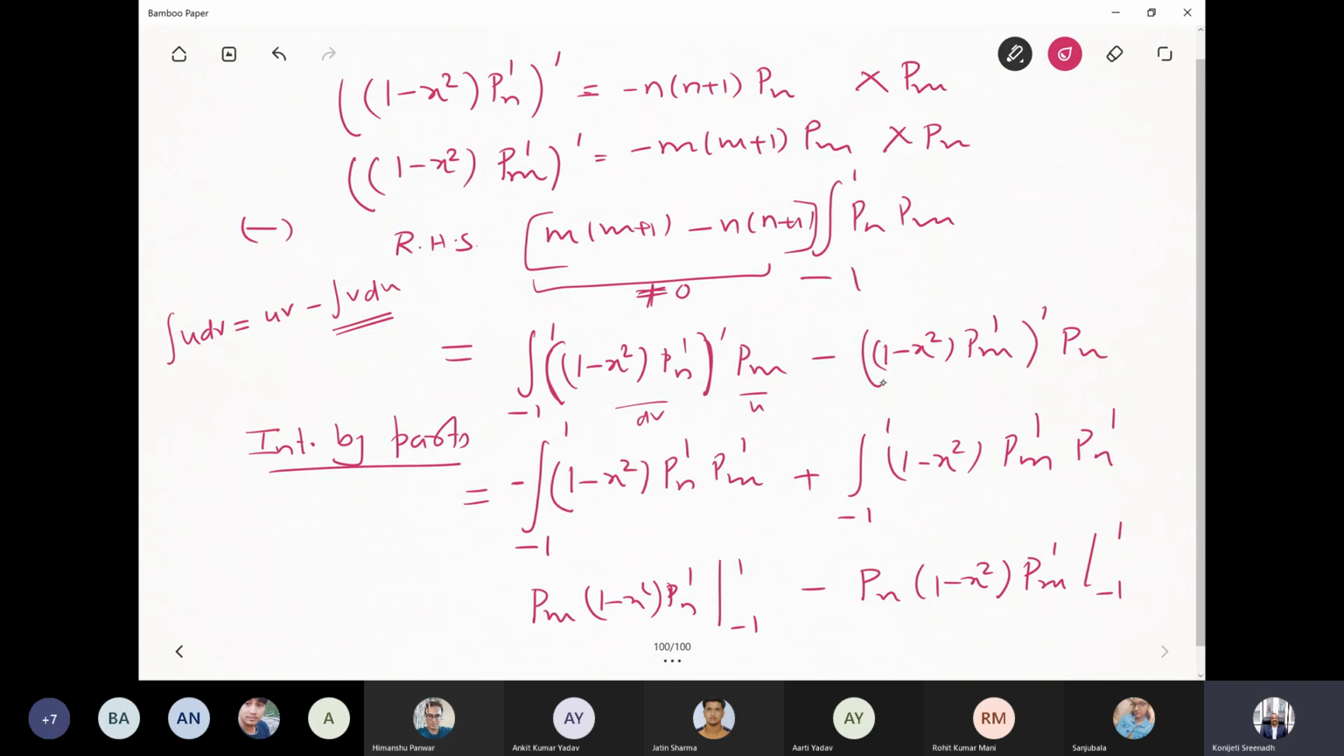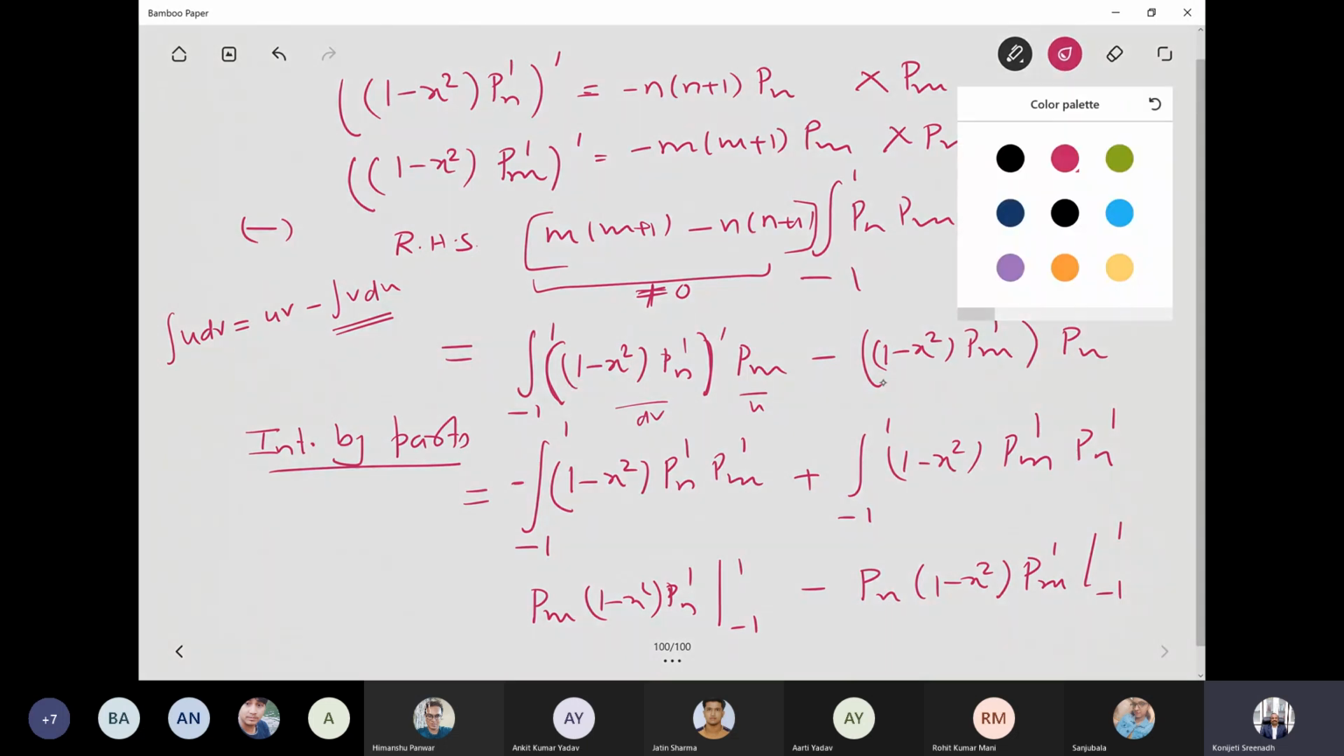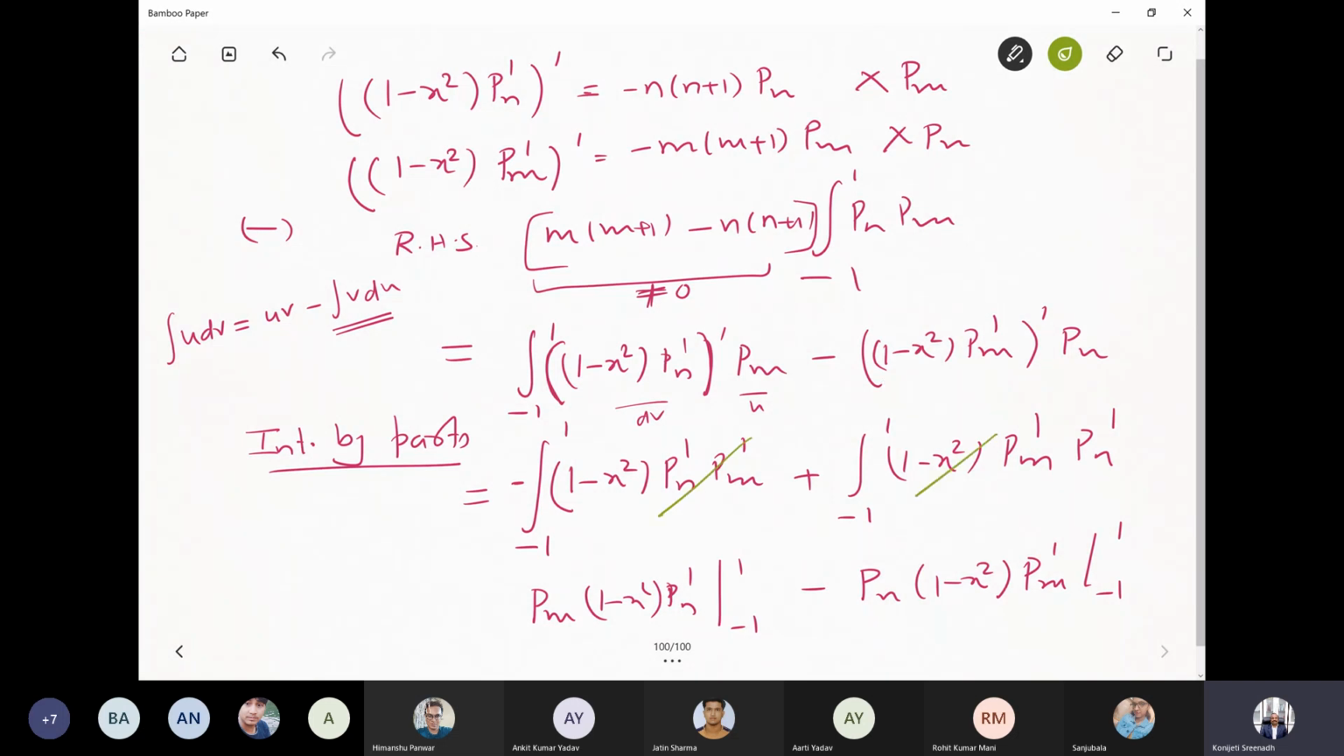Now you see these two things get cancelled, right? So these two things are the same, so they get cancelled. And the sum of these two terms, you see that Pm at 1 is 0. Therefore, at this point it is going to be 0. And at minus 1, this term is going to be 0. 1 minus x square is going to be 0. So this term is equal to 0 and this term is also equal to 0. Therefore, as a whole, this is going to be equal to 0. And since on the right hand side you have the integral from minus 1 to 1, this is going to be orthogonal. So that is the first step that we have.